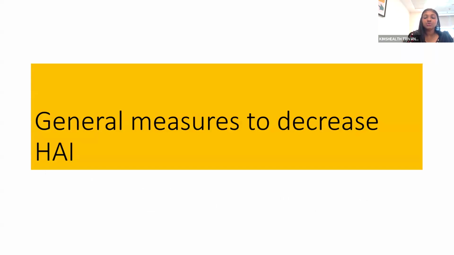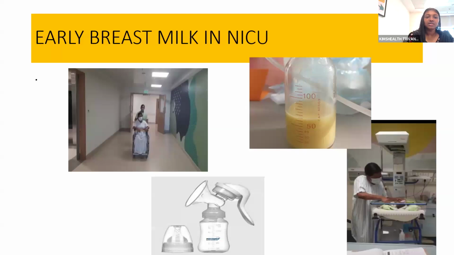General measures to decrease HAI. Early breast milk in NICU. Breast milk, with its high immune properties, has an important role in preventing infection. Breast milk availability can be increased by antenatal counseling, early use of a breast pump, and allowing mothers early into the NICU.